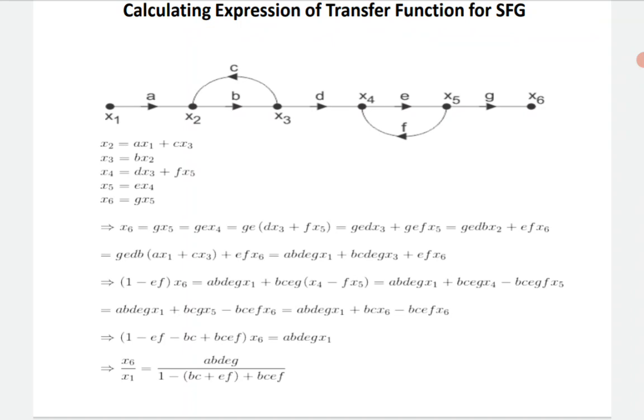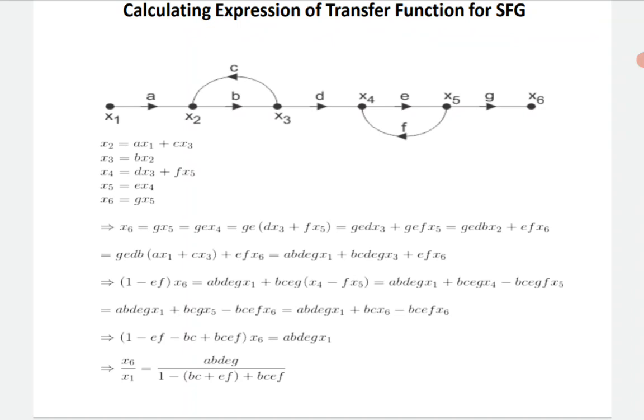Obviously, there is only one forward path. If I denote that as p1, its path gain is a into b into d into e into g. That is available, a b d e g. Okay, then it will be delta 1. Delta 1 I don't know yet, after that I will evaluate.